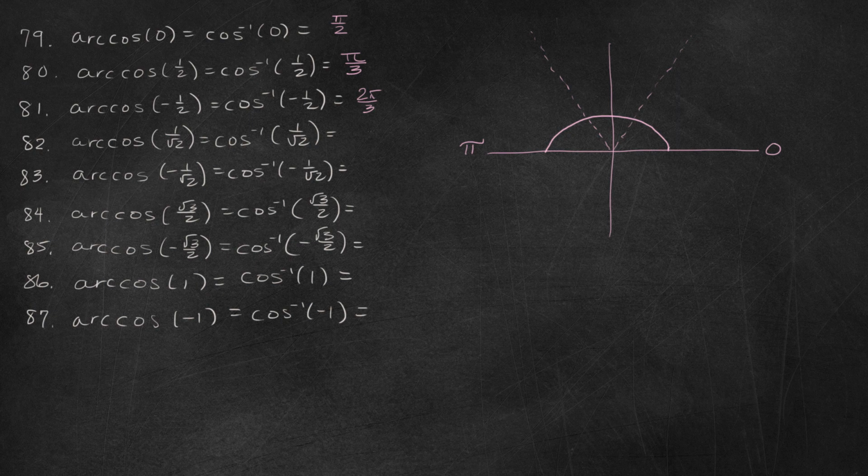Arc cosine of 1 over root 2 is pi over 4. And arc cosine of -1 over root 2, so we still have that reference angle of pi over 4, but we need to be in quadrant 2, so it's 3 pi over 4. Arc cosine of root 3 over 2, that would be pi over 6. Arc cosine of -root 3 over 2, so now we need that pi over 6 reference angle in quadrant 2, 5 pi over 6. Arc cosine of 1 is 0, and arc cosine of -1 is pi.